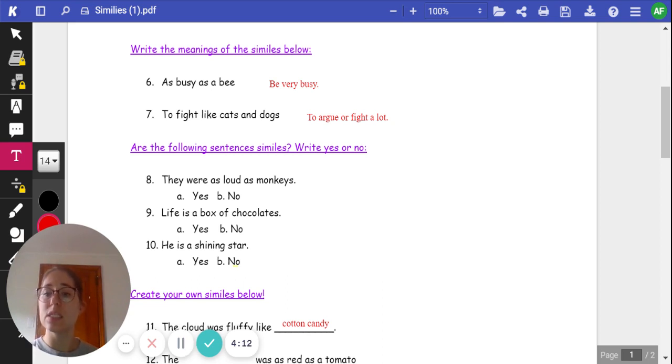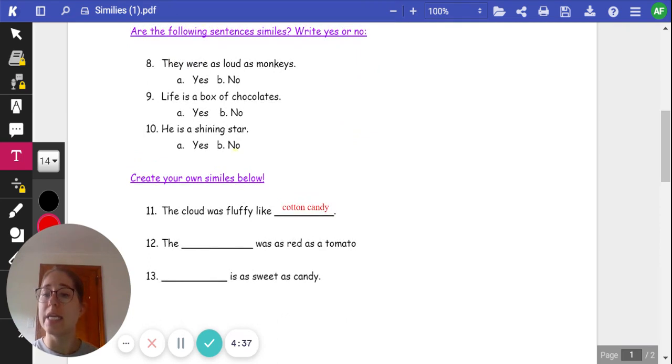All right, for number 6, to be busy as a bee just means to be very busy. Bees always fly around and they're always moving, and that's what it means to be as busy as a bee. Number 7, to fight like cats and dogs, we said means to argue or to fight a lot. So as long as you had something similar to that, you are good. And if you didn't have that, go ahead and get that copied down so you have it.